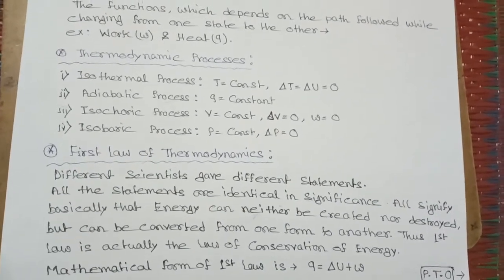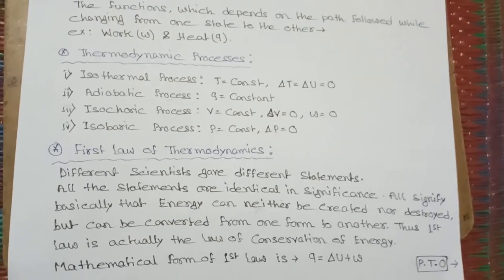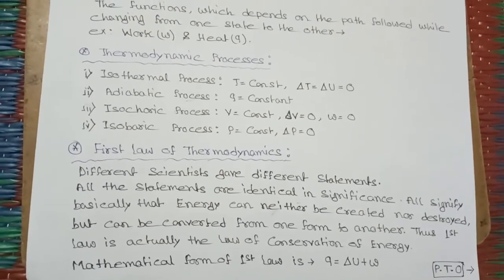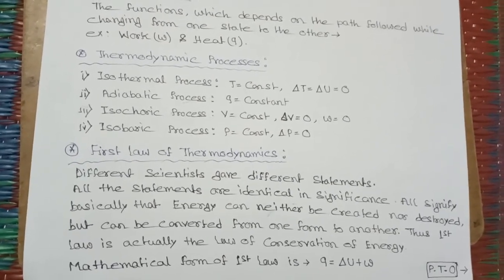In differential form, there will be dq, here will be dU, and here will be dw. In my next lecture, I will discuss reversible process and irreversible process, heat capacity, limitation of first law of thermodynamics and second law of thermodynamics.